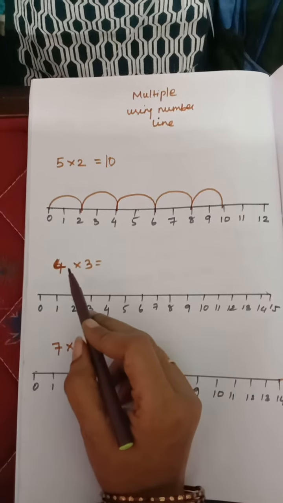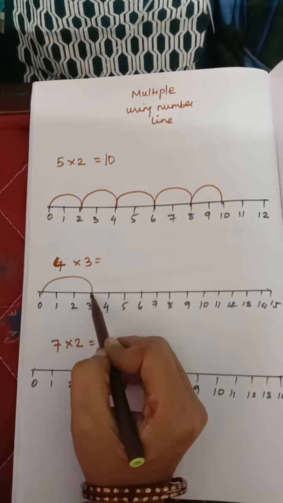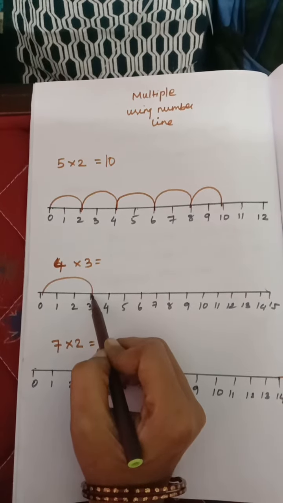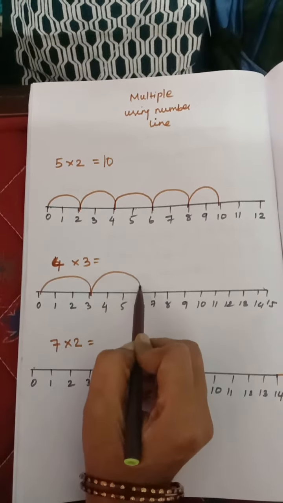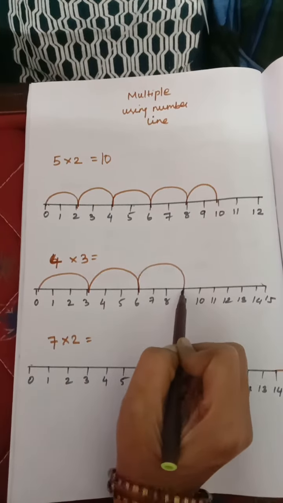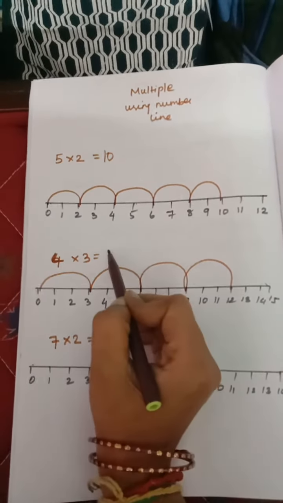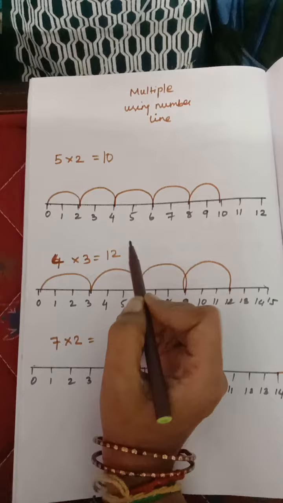3 tables 4 times. And 3 is 3. Okay. 3 2 is 6. 3 3 is 9. 3 4 is 12. Answer is 12.